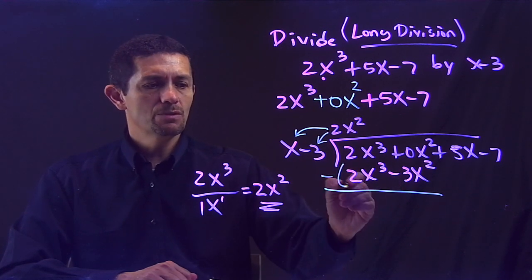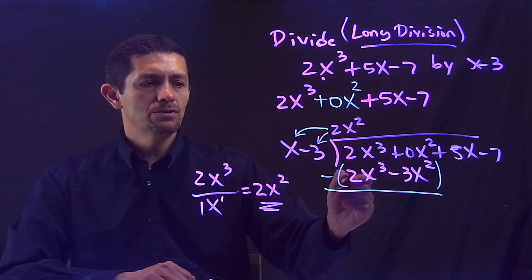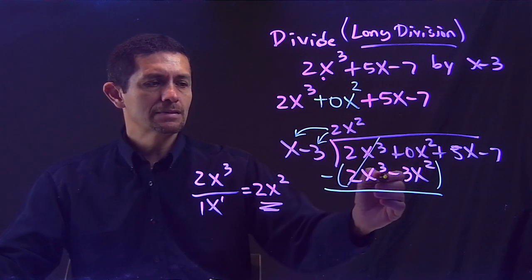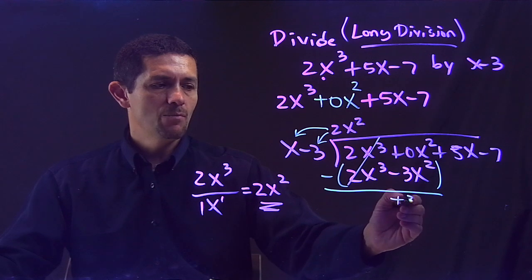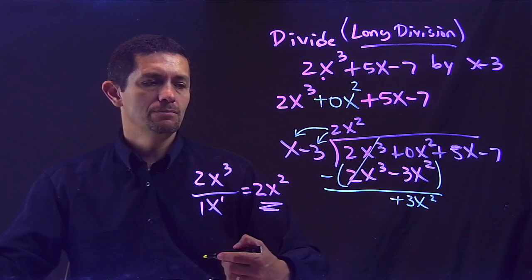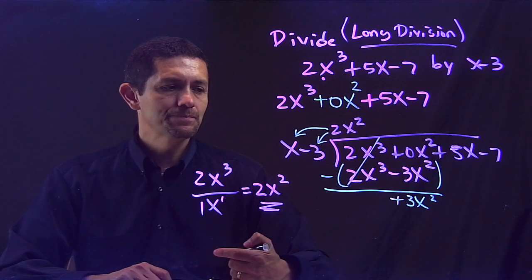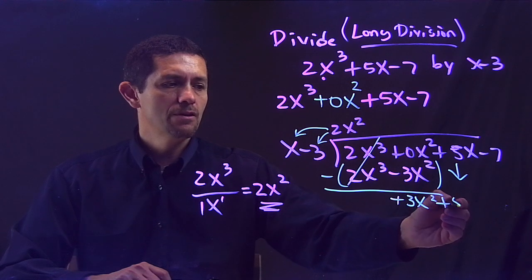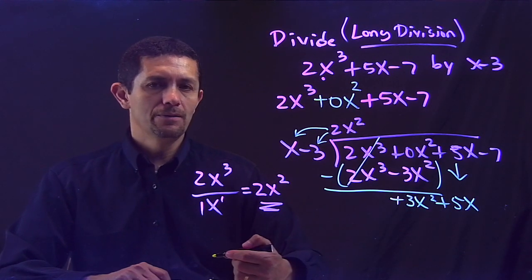As in regular long division, the next thing is to subtract. Here, because I have two terms, I need to make sure that I put a parenthesis. So I have 2x cubed minus 2x cubed, cancel out. 0x squared minus negative 3x squared, minus negative is going to give you a positive 3x squared. Be careful. That negative will change the signs of both terms on the inside. Once I'm done subtracting, I bring down the next term, which is 5x, and I start the process over again.